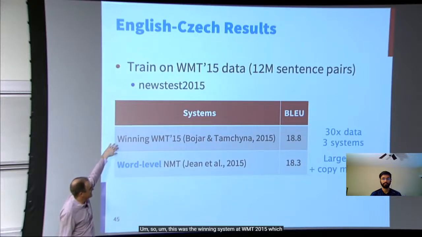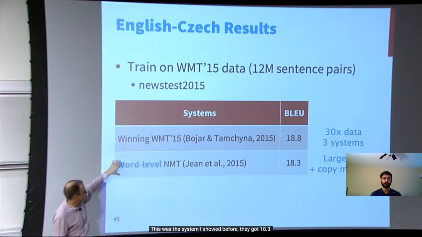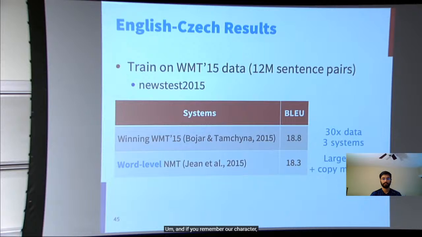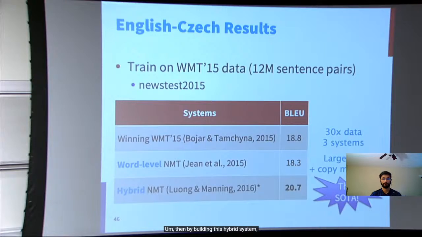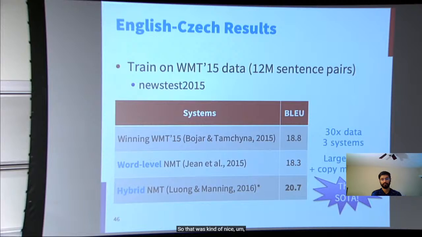This was the winning system in WMT 2015, which used 30 times as much data and ensembled together 3 other systems compared to the data that was provided for the task. This was the system I showed before that got 18.3, and if you remember, our purely character level system got 18.5. By building this hybrid system, we were able to build a much better system that was about 2.5 BLEU points better than either the word level or the character level system.